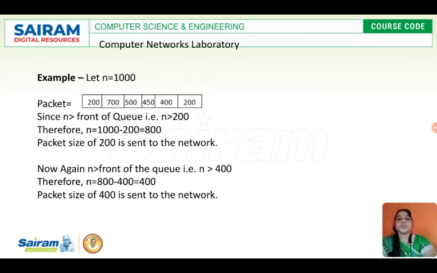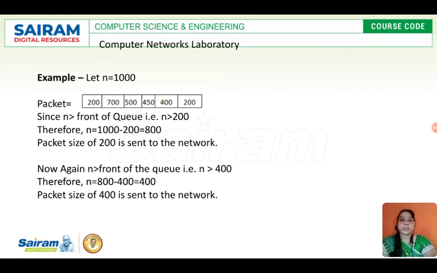Now we'll see how it works with an example. Let n equal 1000. As I said already, n is nothing but the size of the bucket we will assume. First, these are the packets which have arrived and are in the queue. We will assume that we follow first in, first out order.